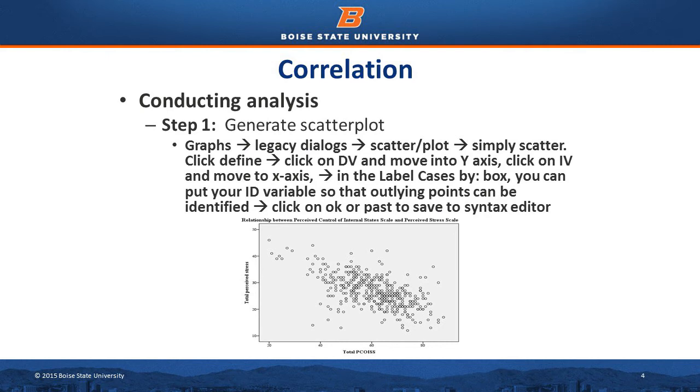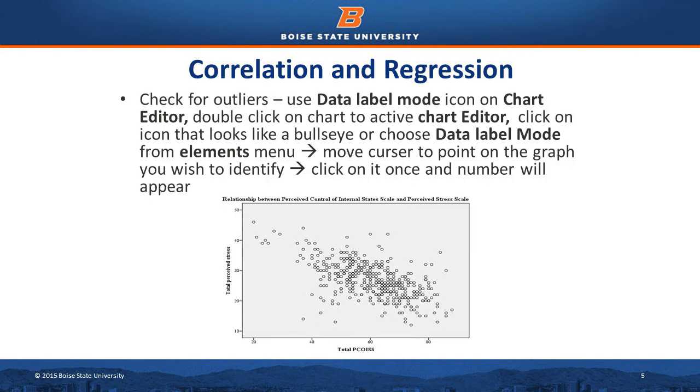Using SPSS, we can examine the relationship between two variables using a scatter plot. While reading Pallant's textbook, you created a scatter plot using the following steps. We need to inspect the scatter plot for outliers, those nasty values that can seriously influence our analyses and influence the mean. If you identify an outlier and want to find out the ID number of the case, you can use the Data Label Mode icon in the chart editor.